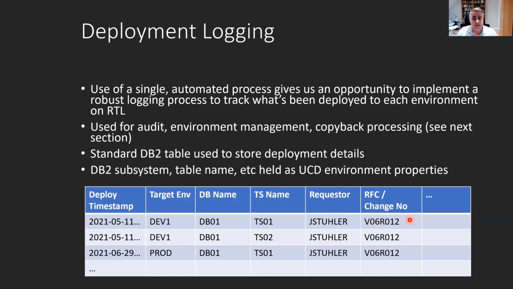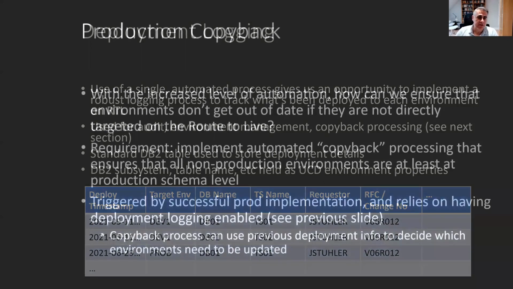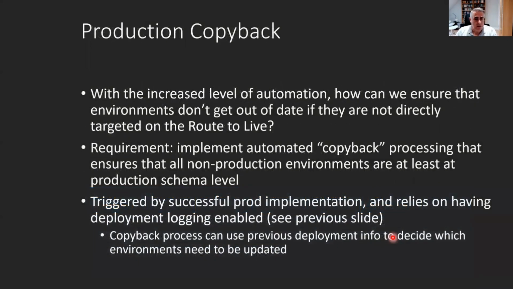That gives you a really valuable audit trail so that you know in great detail exactly which level a given environment is at. So you can very easily use this information to produce environment reports. And anyone that's been involved in environment management knows that's a fantastic thing to be able to know, what particular level a particular environment is at. But you can also use it to drive production copyback processing, which is what I really want to spend the last few minutes here talking about before I throw this open for questions.